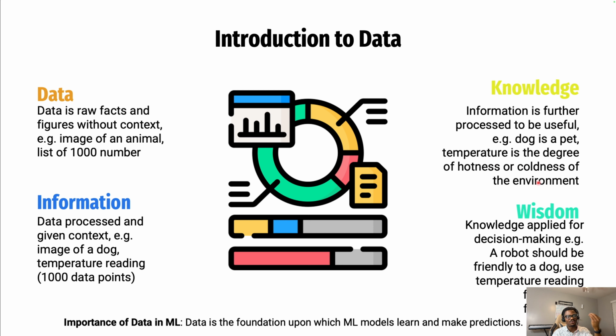Then from knowledge we have wisdom. Wisdom is knowledge applied for decision making. For example, now that we know the dog is a pet, if you want to create an AI, like a robot that interacts with dogs, you say, oh, the robot should be friendly to dogs, right? Because a dog is a pet. Then you can use the temperature reading for weather forecasting.